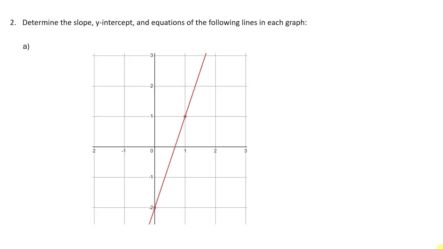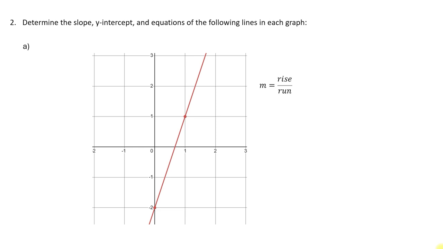Determine the slope, y-intercept, and equations of the following lines in each graph. Well, what we do is we look for coordinates that are on even parts of the grid, not halfway through, but actually fall right in the middle of a whole grid. So our y-intercept for this one is negative 2. So what we can do is we can count up a certain number of units, that'll be our rise, and then a certain number of units along the x-axis, and that'll be our run.